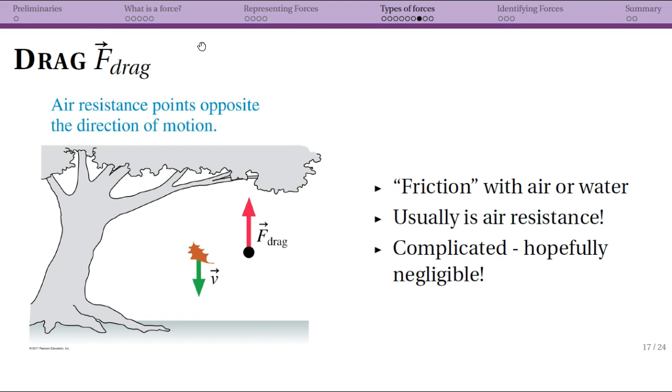Okay, drag. Drag is probably my least favorite force. Second least favorite force. You can think of drag as friction with, say, air or water. Normally, the only drag we talk about in this class is air resistance. The other type of drag would be water resistance, or drag in a fluid. It points opposite of the motion. So if you have a leaf falling, we know that gravity is acting down, but we would say that drag is acting up. And this is actually really complicated.